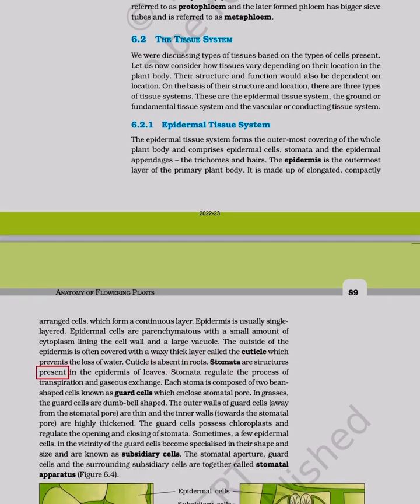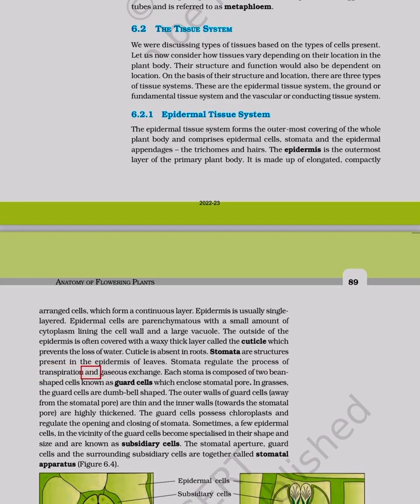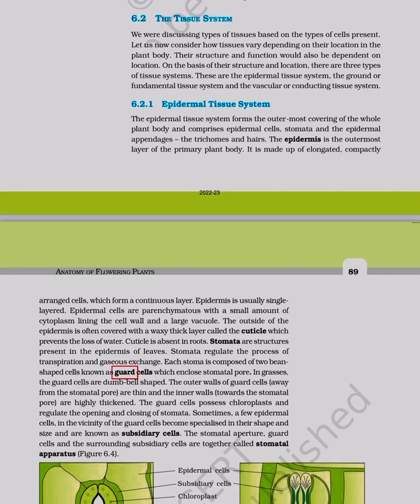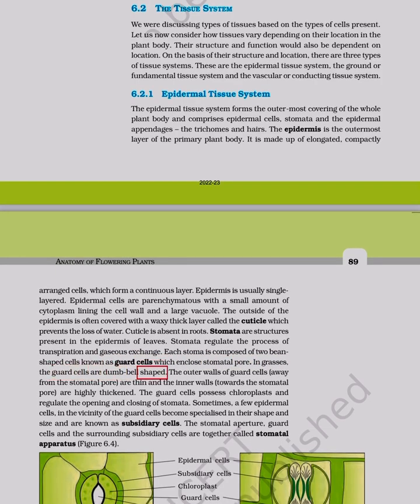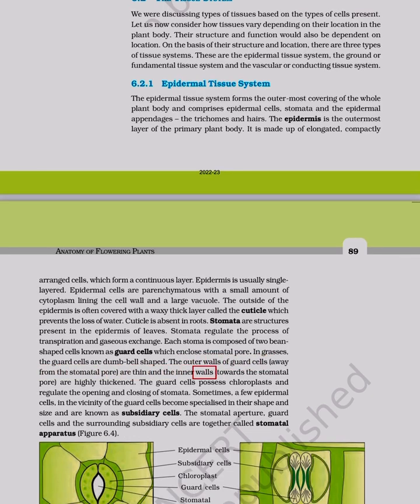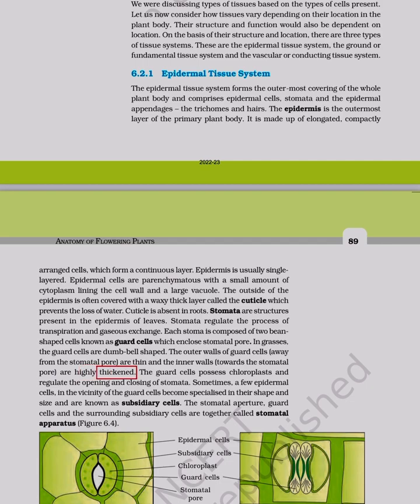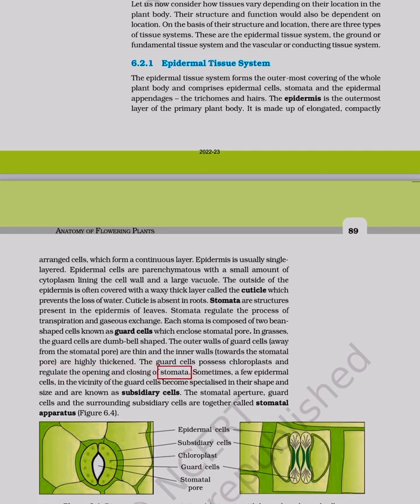Stomata are structures present in the epidermis of leaves. Stomata regulate the process of transpiration and gaseous exchange. Each stoma is composed of two bean-shaped cells known as guard cells, which enclose the stomatal pore. In grasses, the guard cells are dumbbell-shaped. The outer walls of guard cells away from the stomatal pore are thin and the inner walls towards the stomatal pore are highly thickened. The guard cells possess chloroplasts and regulate the opening and closing of stomata.